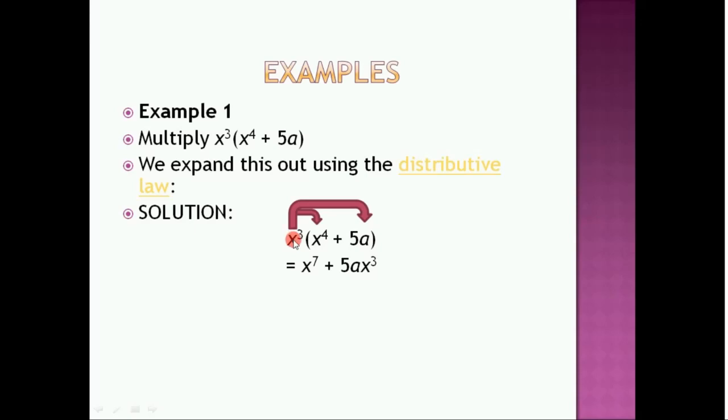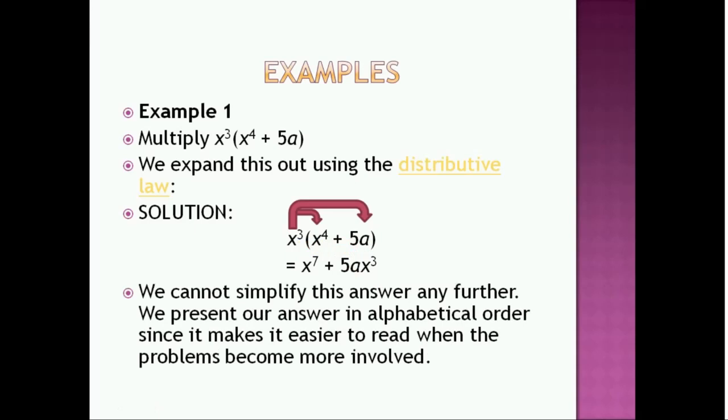When the bases are the same, we add the powers. 4 plus 3 is 7. Here this is x cubed and this one is 5a. When we multiply these, both terms come as they are, that is 5ax cubed. We cannot simplify this answer any further. We present our answer in alphabetical order since it makes it easier to read when the problems become more involved.